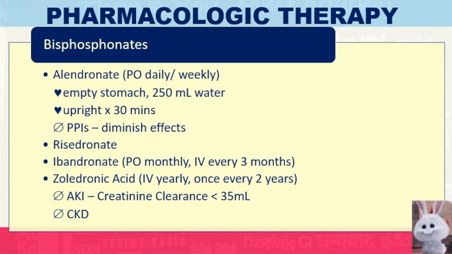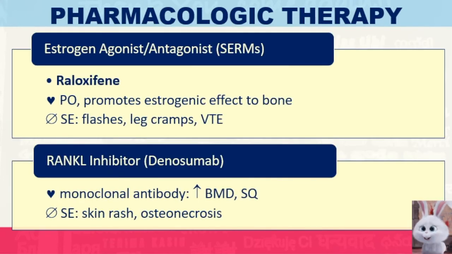Now, class, for your zoledronic acid, it is commonly known to cause your AKI, acute kidney injury. For that reason, your patient needs to have a creatinine clearance of less than 35 ml for us to ensure that your patient will not be at risk for acute kidney injury. Other than that, your zoledronic acid is not supposed to be given among your patients who are at risk for chronic kidney disease, okay, or your patients with chronic kidney disease, because this medication is known to be damaging to our kidney, nephrotoxic.